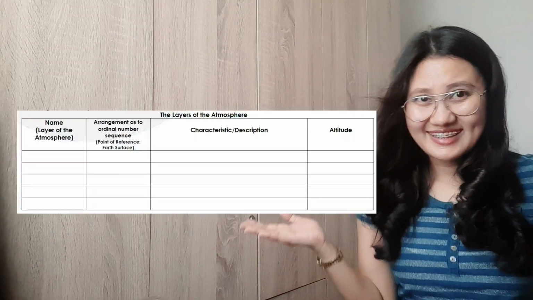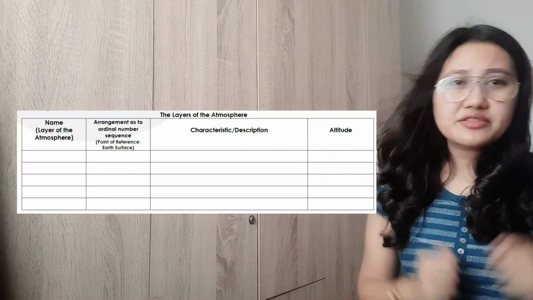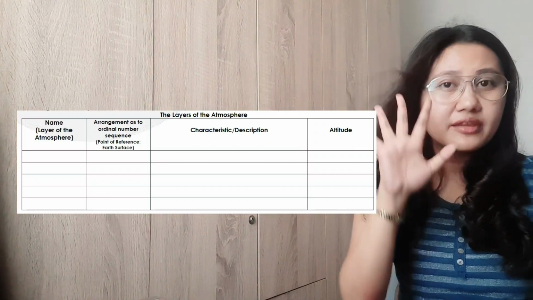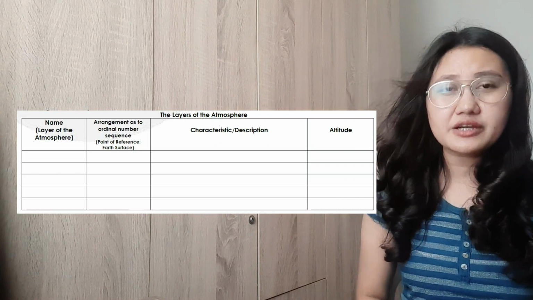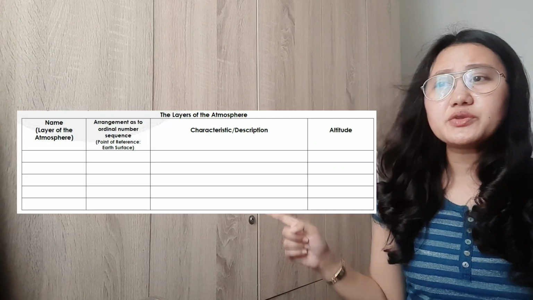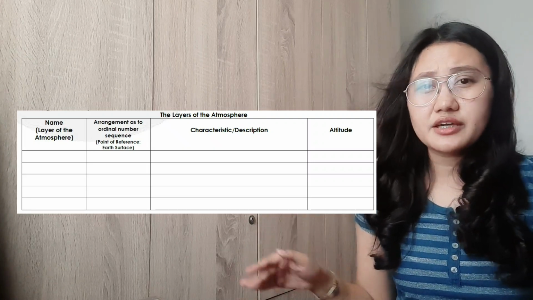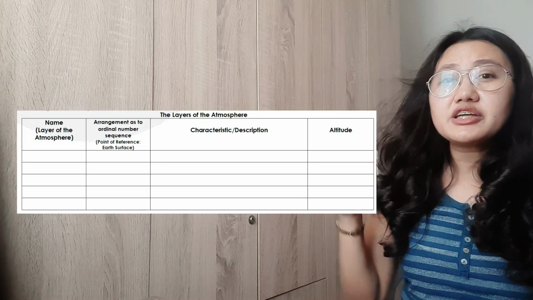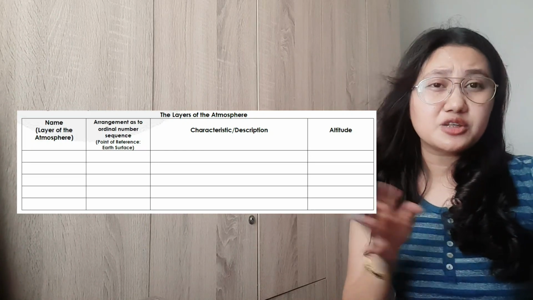Okay, so in your next activity, ang gagawin nyo naman ay you're going to complete the table here. Kita nyo ba? So, these are the layers of the atmosphere. Di ba, diniscuss natin kanina na meron tayong 5 layers of the atmosphere. So, meron diyang 4 columns. In the first column, you're going to write the names of the layers of the atmosphere from Troposphere to Exosphere.